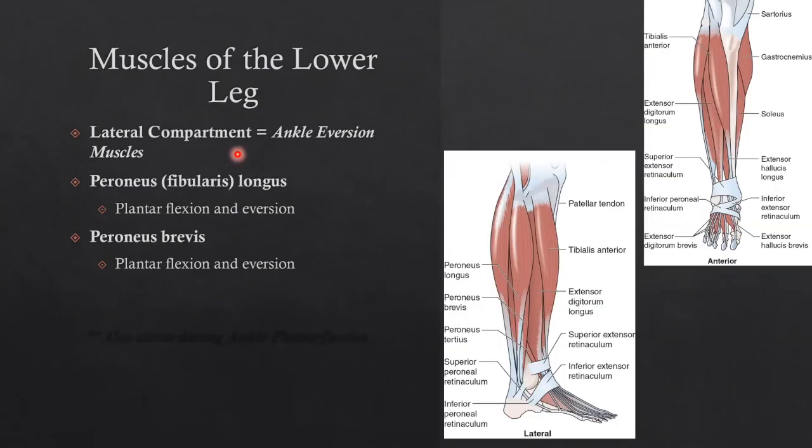The lateral compartment muscles will be our peroneus or our fibularis longus and brevis. For the eversion action, you can also put in the peroneus tertius as well, only because it's located on the anterior lateral aspect. But as far as the ankle eversion, you can also throw that muscle in there. The lateral compartment muscle group is mainly responsible for that plantar flexion and eversion action.